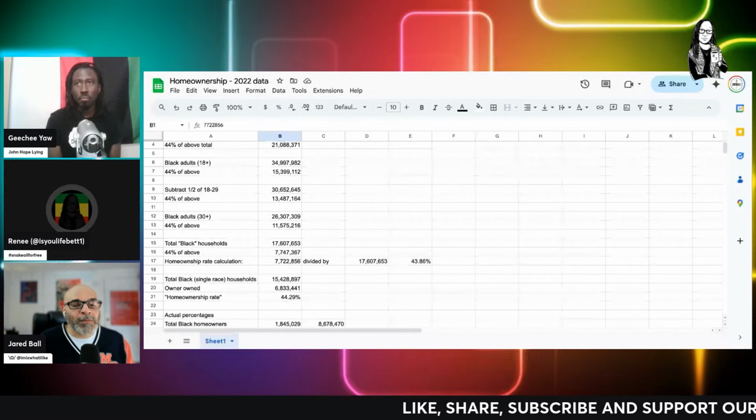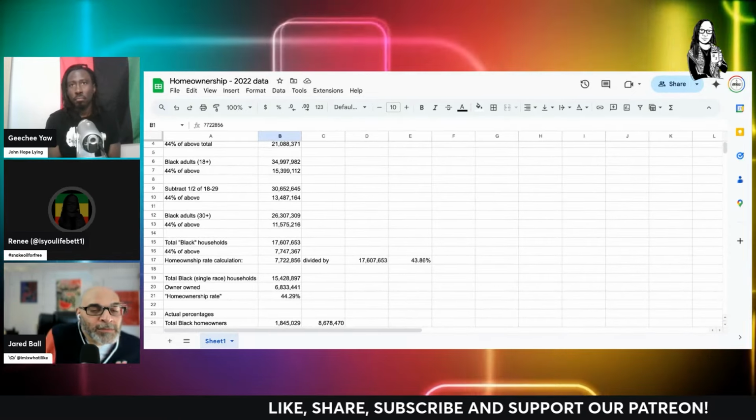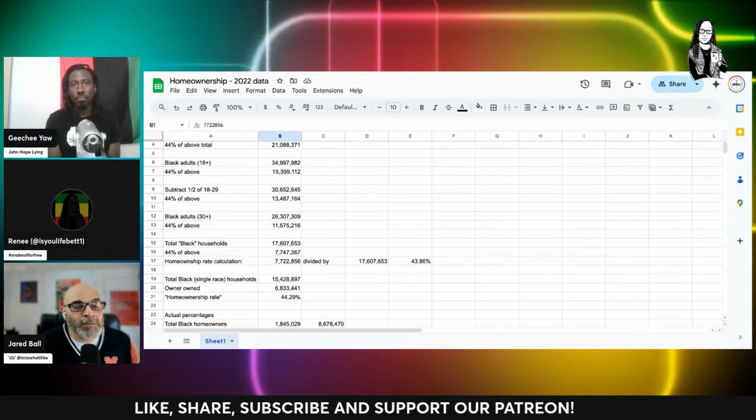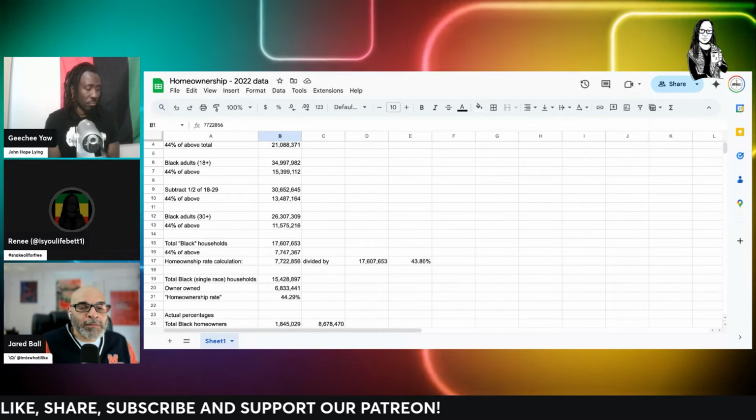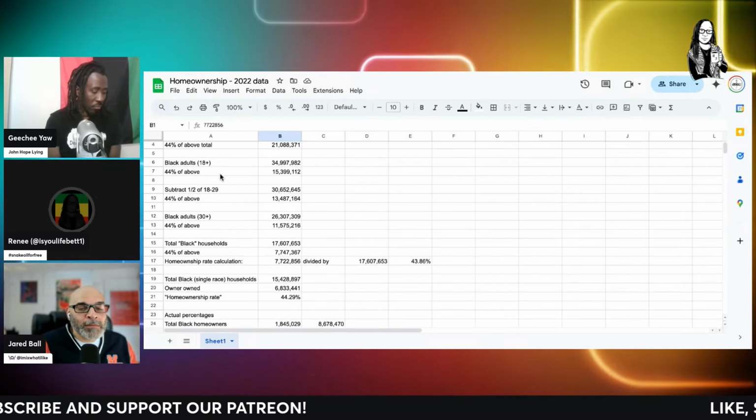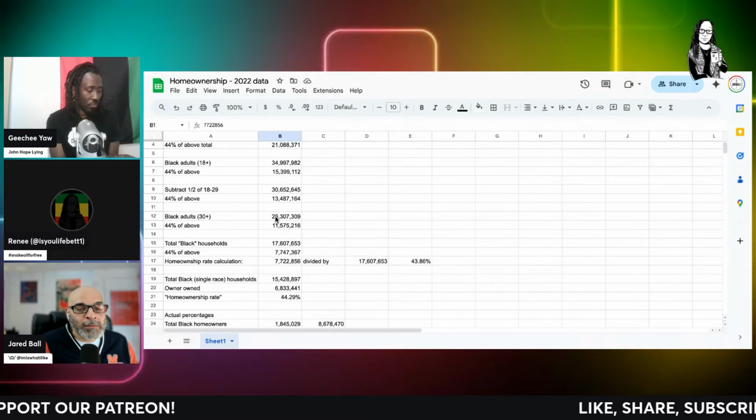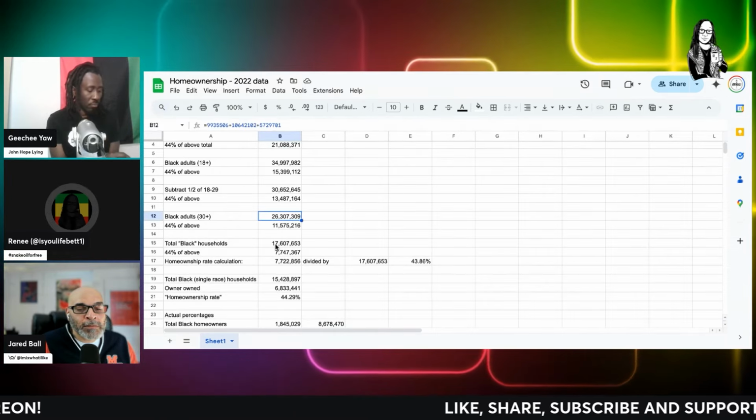So then I was like, all right, let's take out the whole category. Let's just do people who are over 30, right? Just people who are over 30. So now you're at 26 million and change, right? 44% of that is 11. That's still too high.